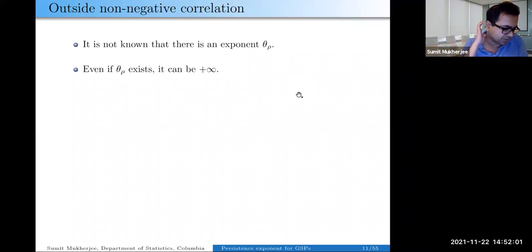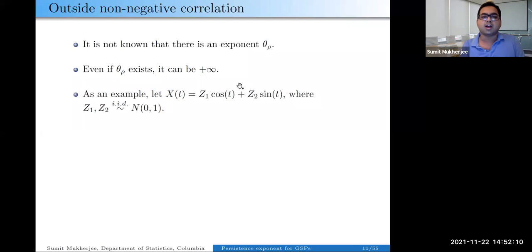In fact, examples of this nature have been considered by many authors, including some members of the audience. So let's give one concrete example just to explain what can go wrong. Modifications of this will be a recurring example in this talk. Let's take this simple process constructed by just two independent Gaussians. Take Z1, Z2 independent Gaussians and set x_t to be Z1 cos t plus Z2 sin t. Then this will be stationary.